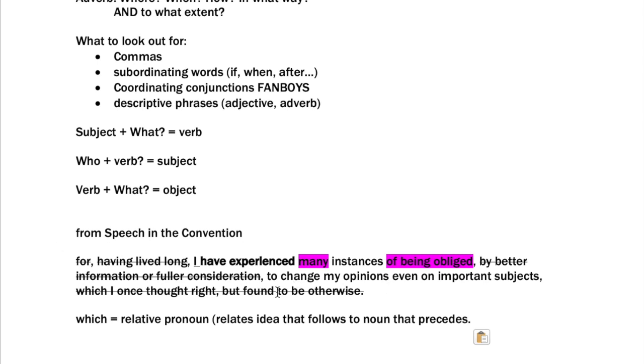Okay, and so this is a relative pronoun, and it's really telling us more information. So it's serving as like a description. So I'm going to go ahead and mark it like it's a description. But just that's the function of the word which. So looking out for all of those aspects, commas, subordinating words, coordinating conjunctions, descriptive phrases, hopefully all of those things will help you kind of pare down the sentence. And we're going to go ahead and apply this to some of our reading.